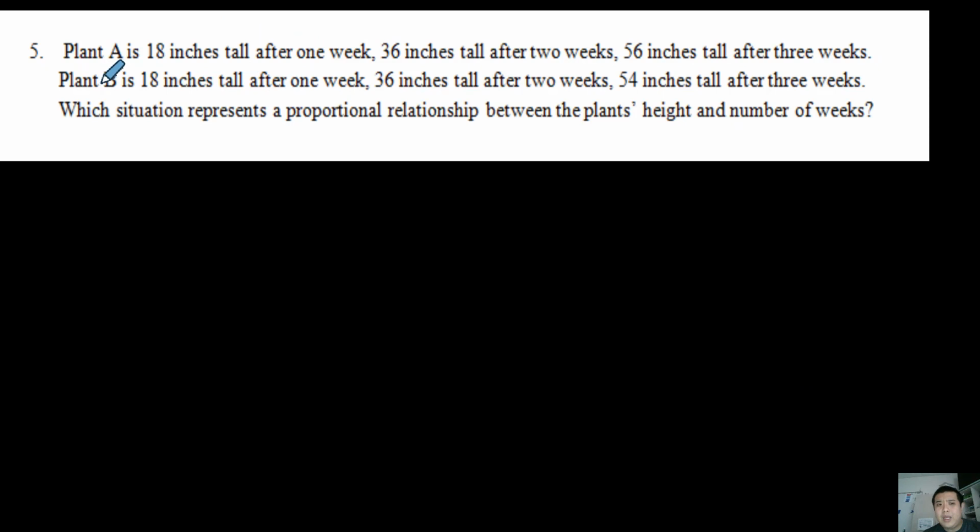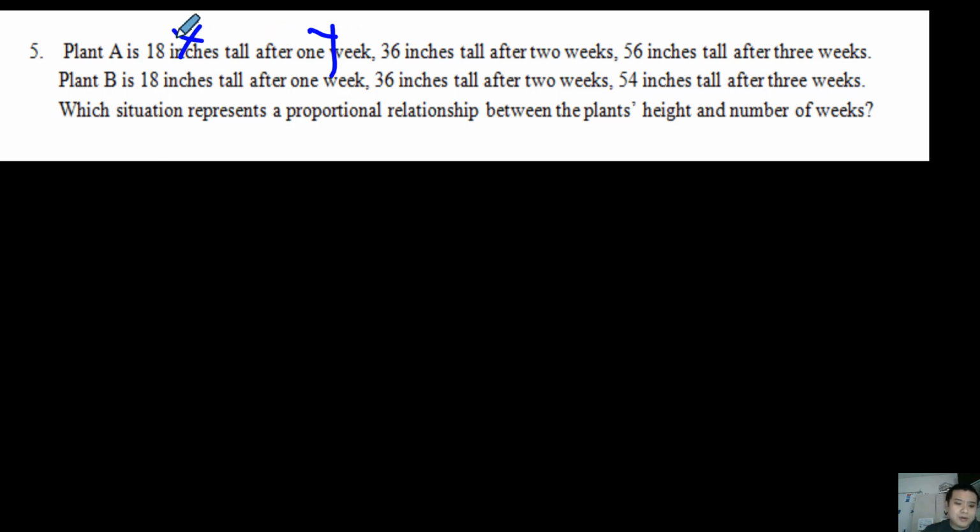Here we have plant A is 18 inches tall after 1 week, 36 inches tall after 2 weeks, 56 inches tall after 3 weeks. Plant B is 18 inches tall after 1 week, 36 inches tall after 2 weeks, 54 inches tall after 3 weeks. Which situation represents a proportional relationship between the plants and number of weeks? We don't have a table, but we know that inches depends on the time, right? So this is going to be our x, this is going to be our y, so we're going to do y divided by x.